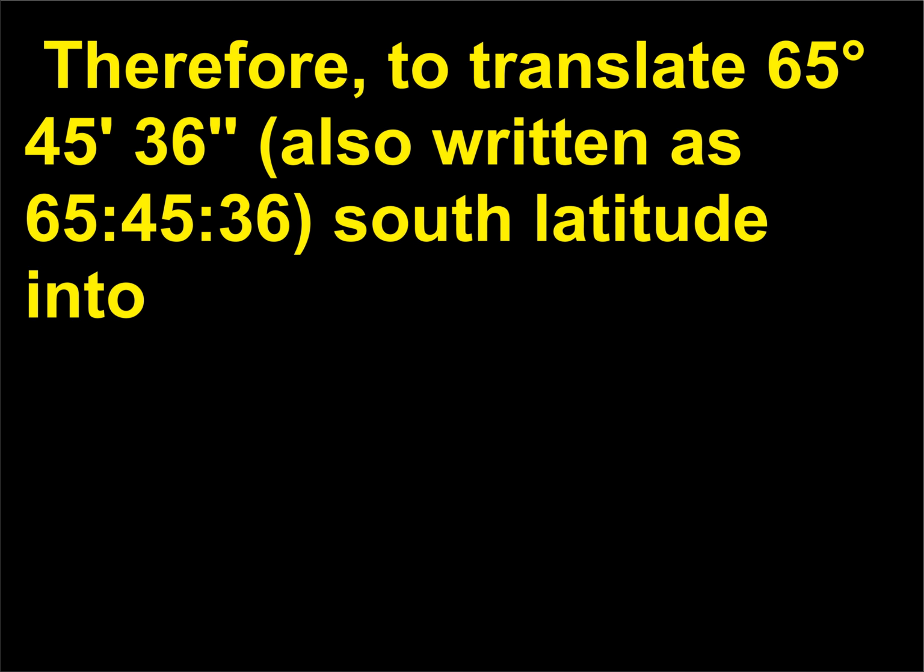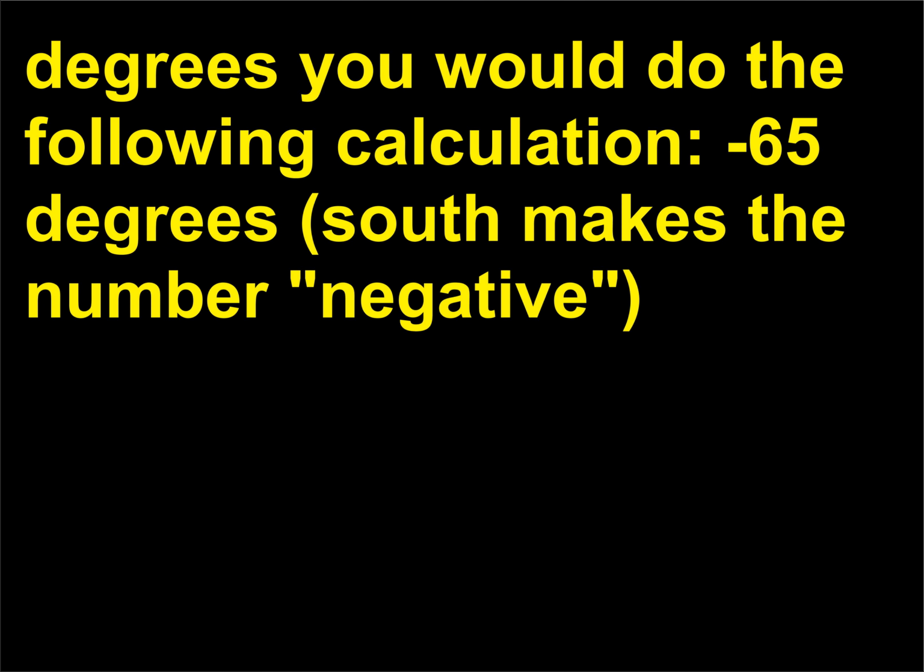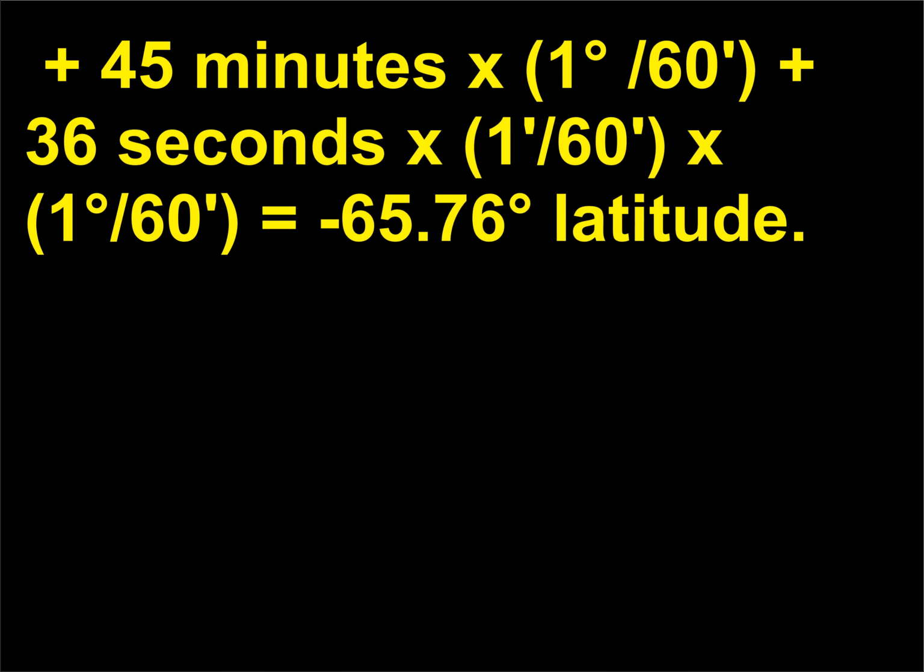Therefore, to translate 65 degrees 45 minutes 36 seconds south latitude into degrees, you would do the following calculation: minus 65 degrees, south makes the number negative, plus 45 minutes x 1 degree/60, plus 36 seconds x 1/60 x 1 degree/60, equals minus 65.76 degrees latitude.